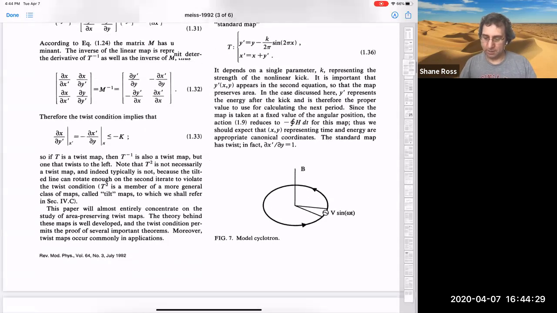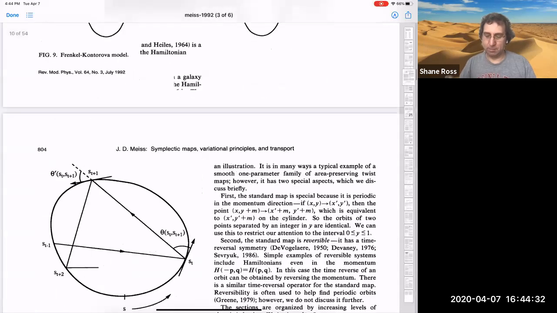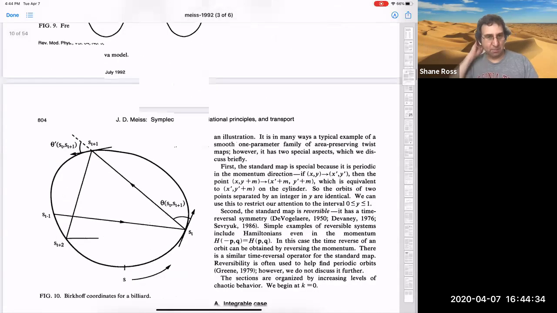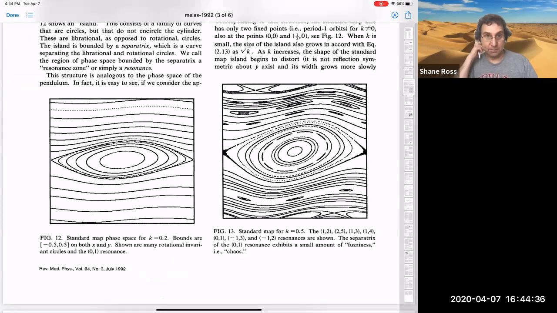I wanted to show what some pictures of the standard map look like. So here's the standard map for a really small value of K. Maybe this will update. Yeah, so there it is. Small values of K lead to things that look like KAM tori. And as you increase K, you get additional islands showing up, like on the right.